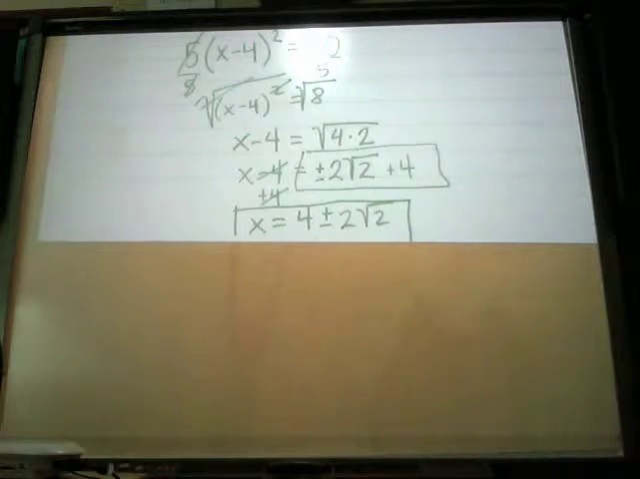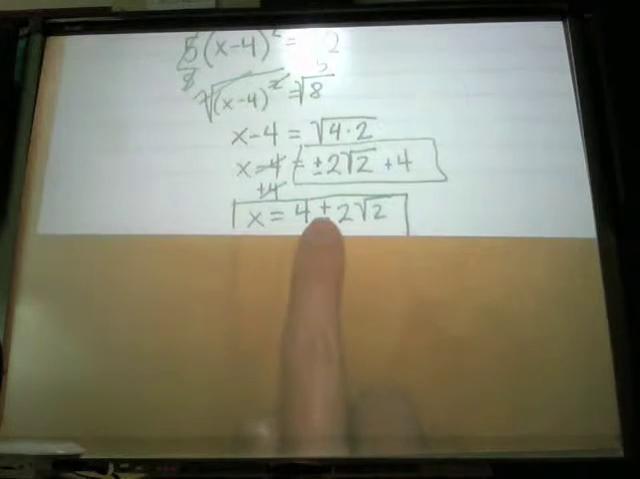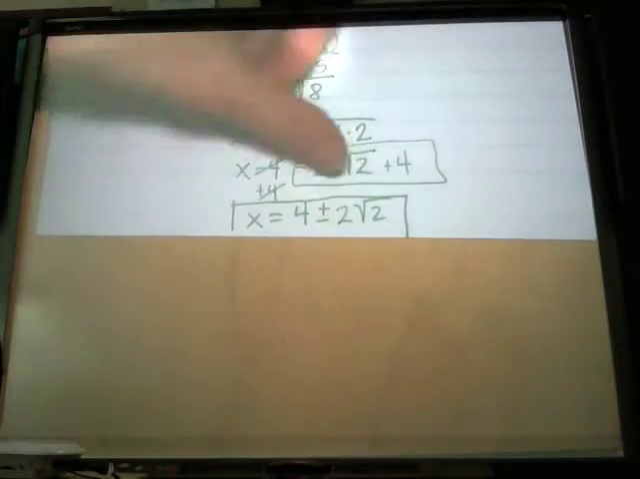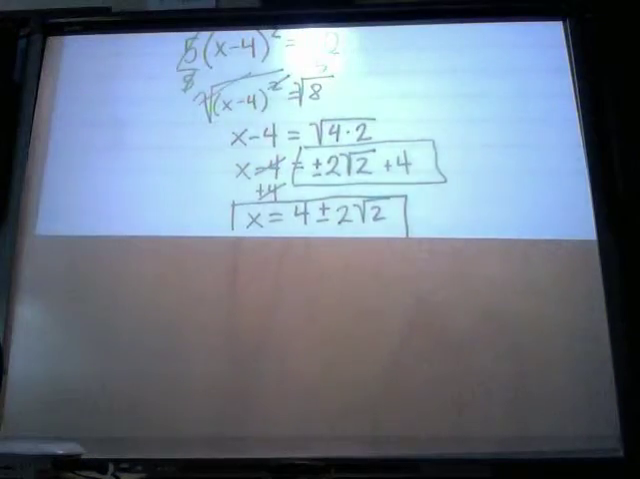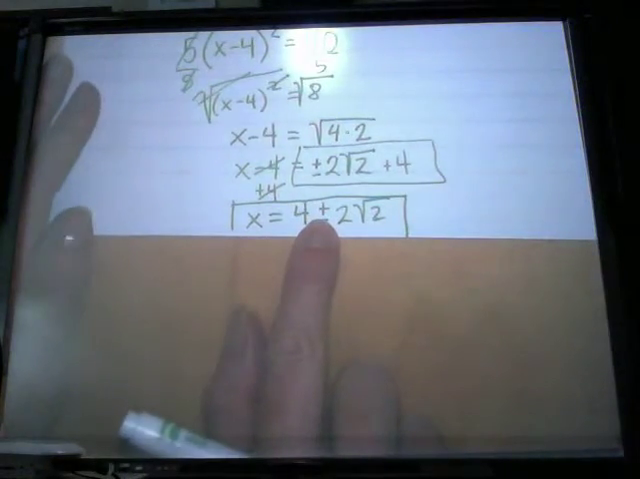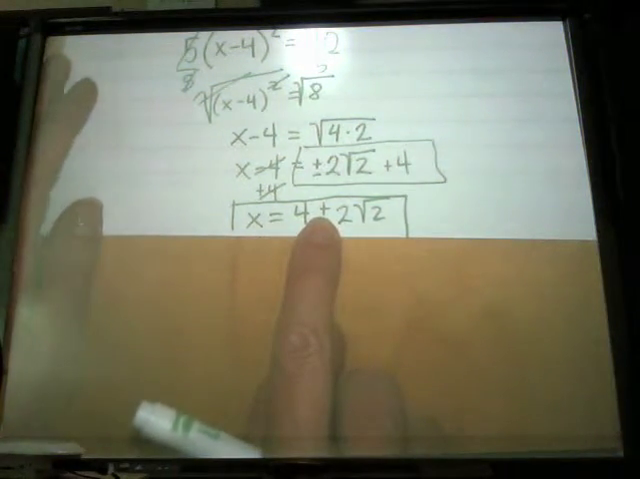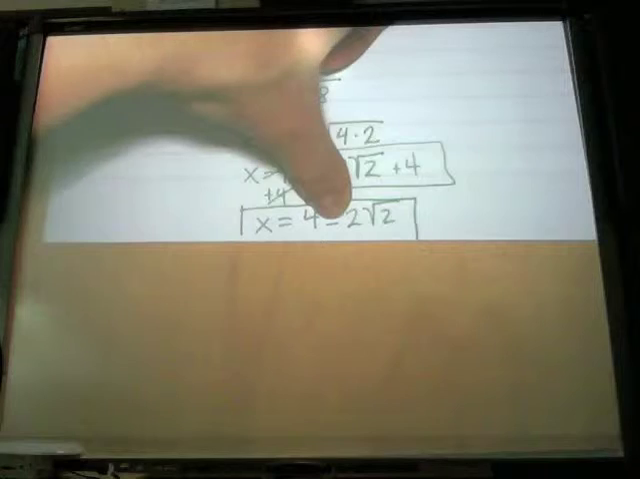Do I have two answers here? Every quadratic equation has two answers. Do I have two? Okay, thumbs up. What are they? What are my two answers? Brian. 4 plus 2 times the square root of 2 and 4 minus 2 times the square root. Perfect. You don't have to tell me exactly what that final number is, but I do have two answers. 4 plus 2 root 2 and 4 minus 2 root 2.